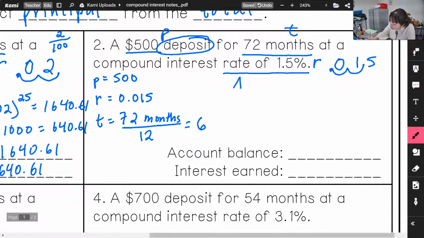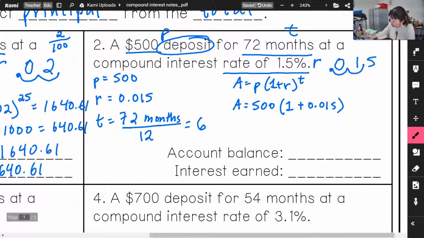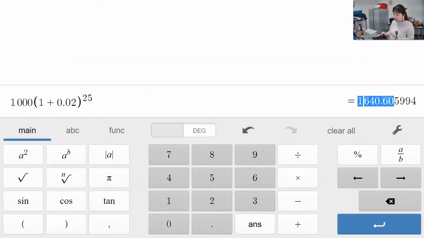So again, we use our same formula as before. A equals P times 1 plus R to the power of T. This is a 1. Right. Trying to make this extra clear. So we fill in our numbers. P is 500. 1 plus R is 0.015. T is 6. We plop on over to Desmos.